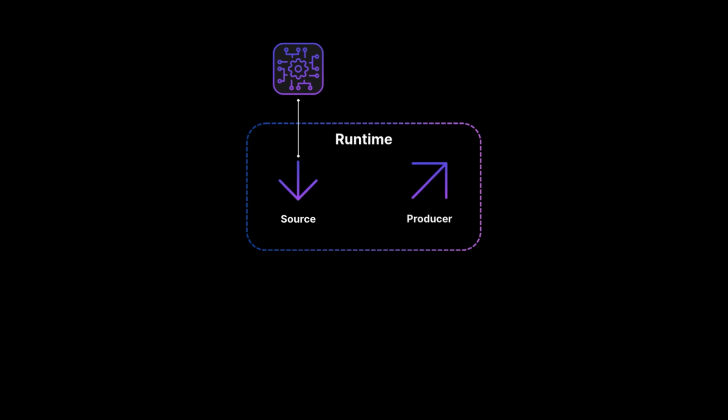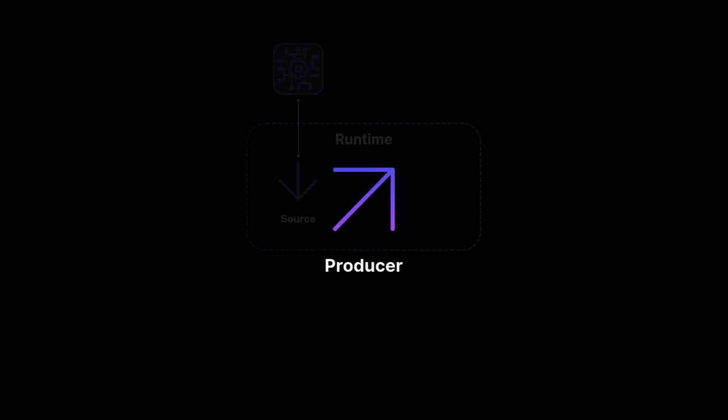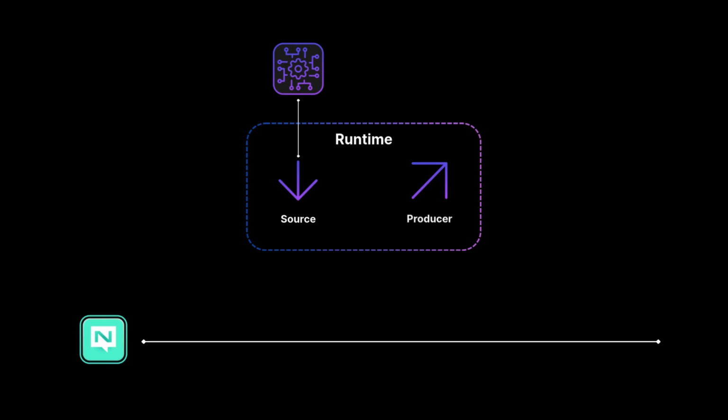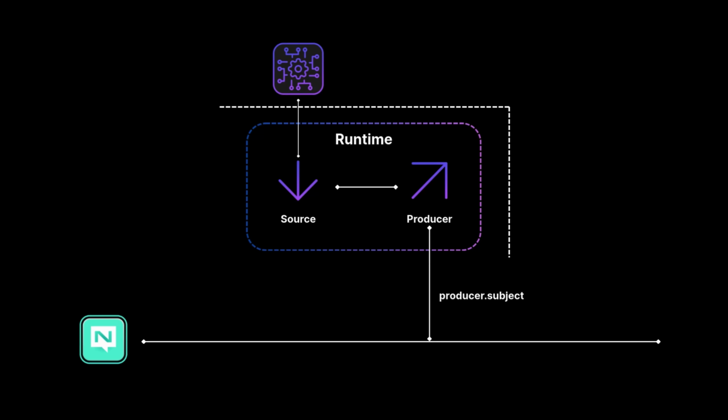Once it captures the relevant data, the producer comes into play. The producer component handles the formatting and delivery of messages into your NATS infrastructure, whether that's NATS Core or JetStream. It publishes messages to whatever stream you specify, getting the data into your NATS system. So putting it all together, the runtime runs your source and producer, which makes up the inlet connector.